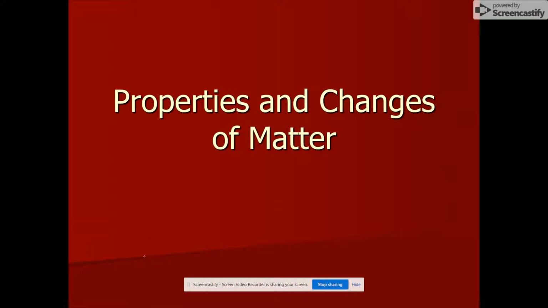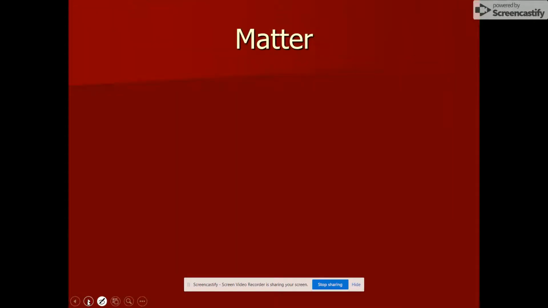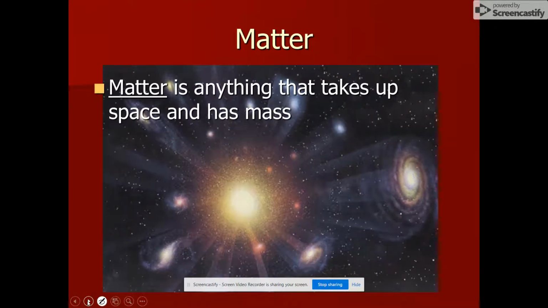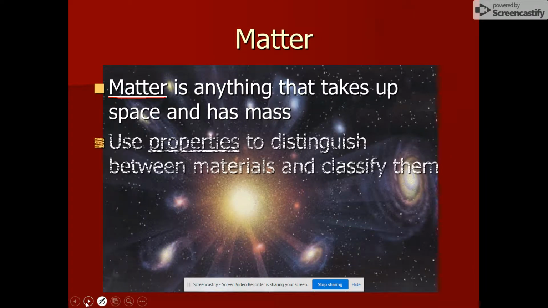In this video, we're going to talk about some of the ways that scientists describe matter. To begin, let's talk about what matter is again. Matter is anything that takes up space and has mass. Mass is the measure of the amount of stuff there is, so matter has to take up space and have some amount of stuff.